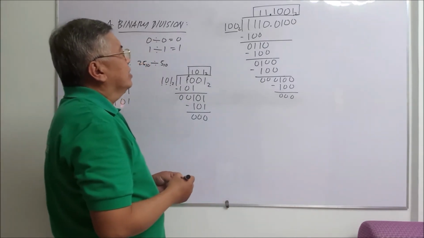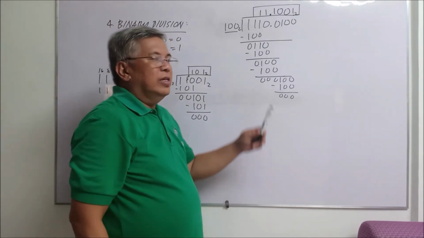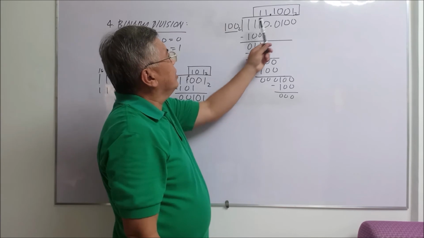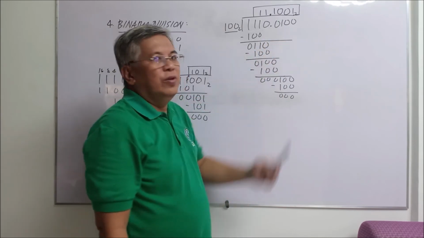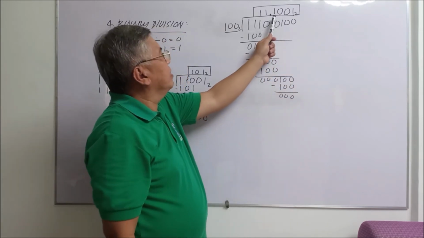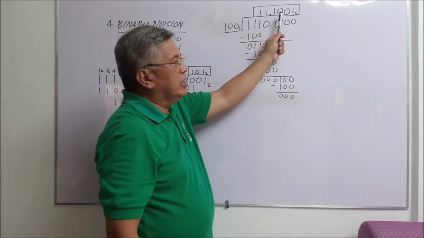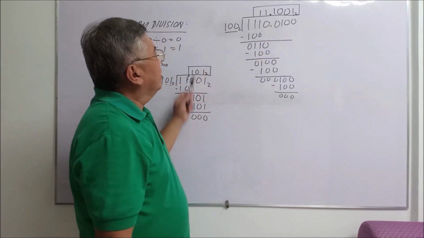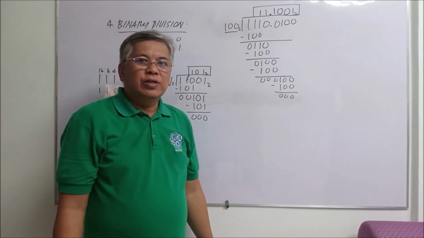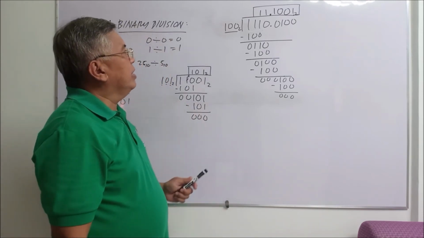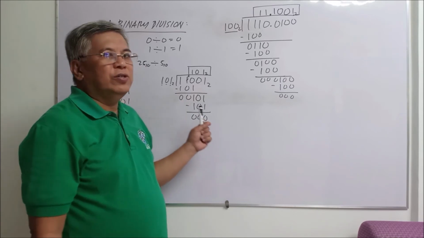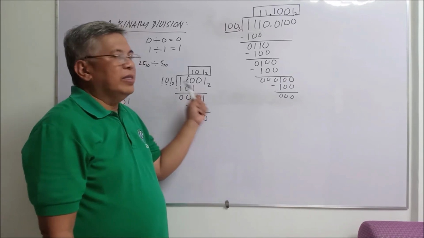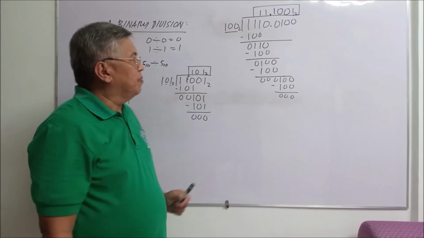Okay? Now, in binary division, just limit your answer up to 4 digits after the binary point. Going to the right, you have 4 bits only. That is how binary division is performed.